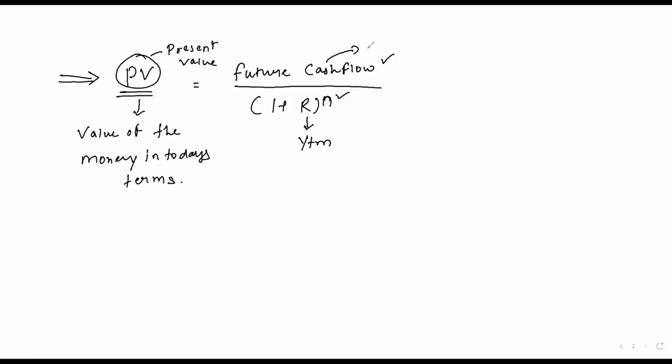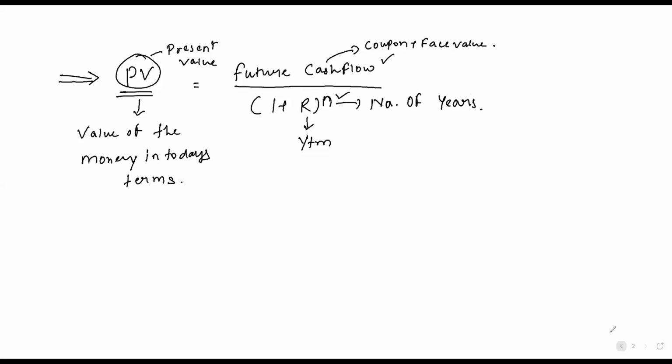Future cash flows is coupon plus face value, divided by 1 plus r raised to n. R is YTM, n is the number of periods or the number of years.